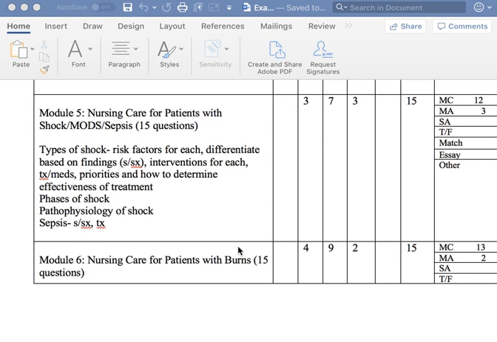Sometimes they'll give fluids, but you want to be very cautious with giving fluids for cardiogenic shock. If they do give fluids, they're going to give them very, very slowly, and they're also going to usually be putting them on what?